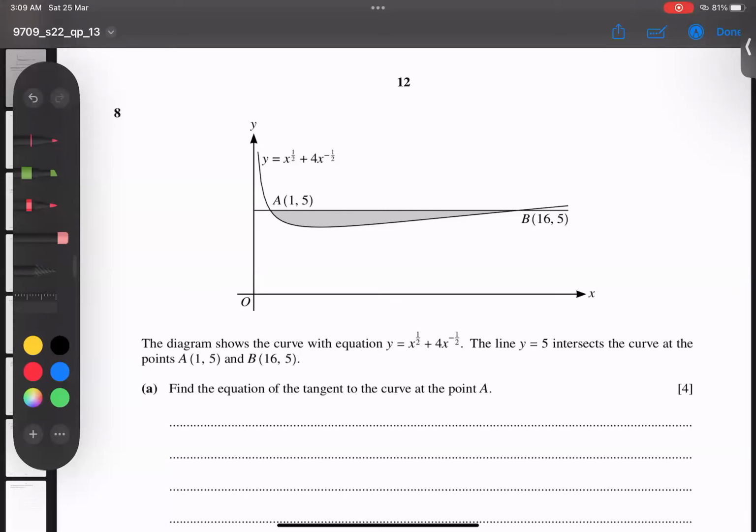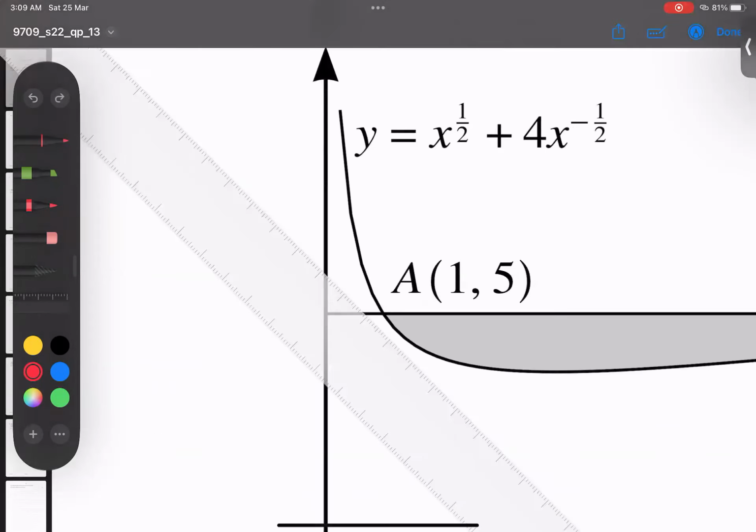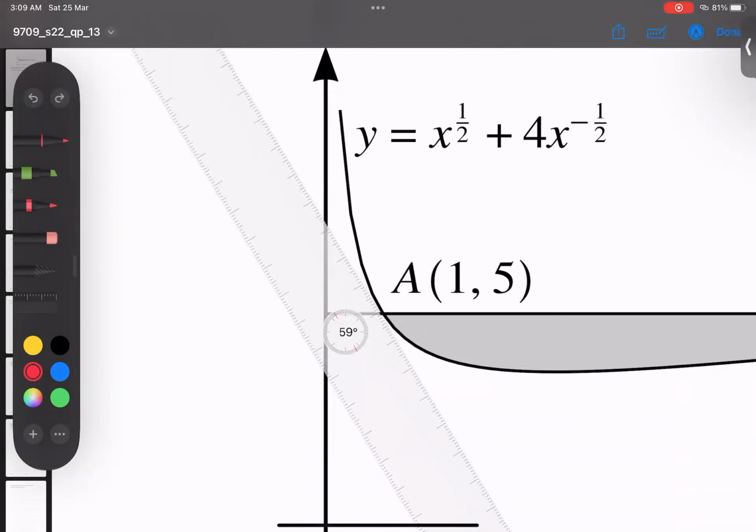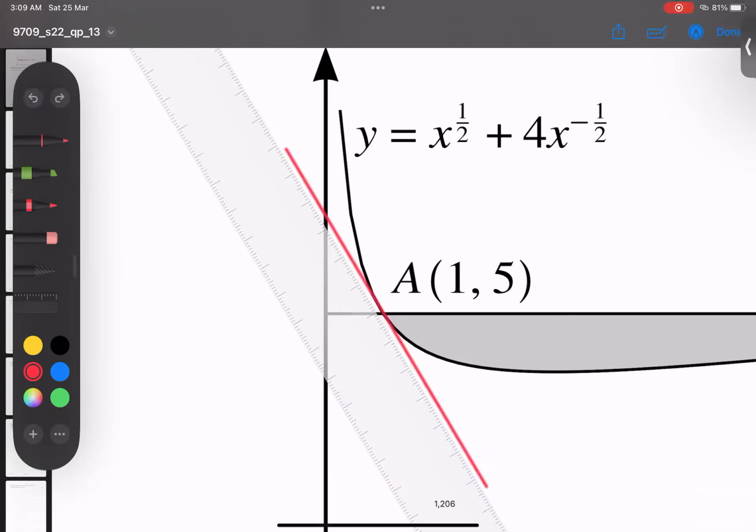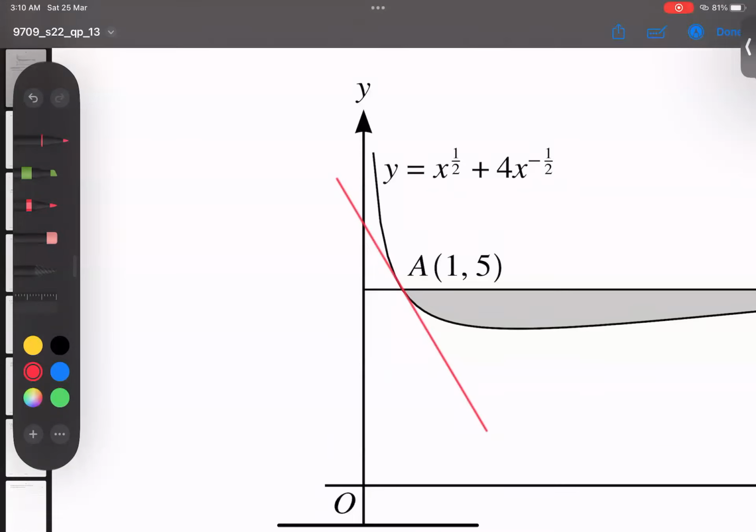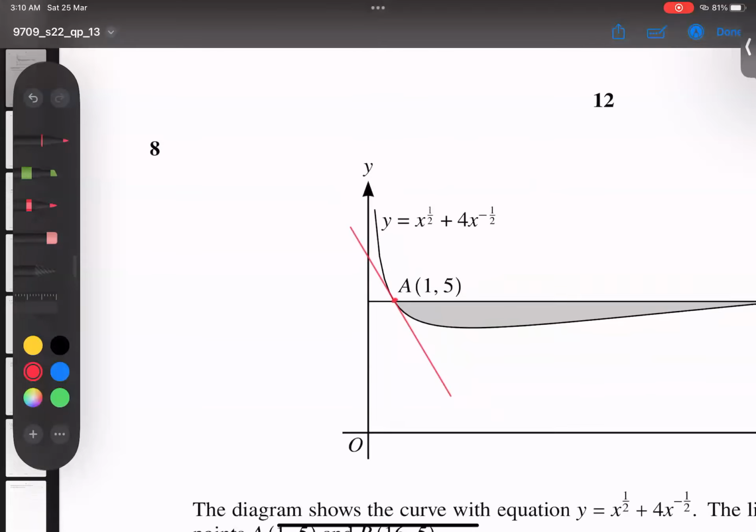So question number 8, the first part is asking you to find the equation of the tangent to the curve at A, and A is given here. If you look carefully, I take a scale and show you this tangent. I believe the point is very clear. Okay, draw a tangent. When I draw it, you can see it is very visible. This tangent is touching at A. So how do we find the equation of this tangent?